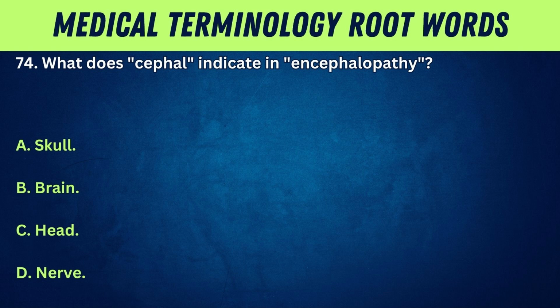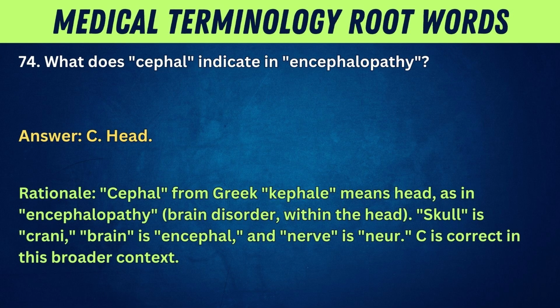74. What does cephal indicate in encephalopathy? A. Skull. B. Brain. C. Head. D. Nerve. Answer. C. Head. Rationale. Cephal from Greek kephale means head, as in encephalopathy, brain disorder, within the head. Skull is crani, brain is encephal, and nerve is neur. C is correct in this broader context.